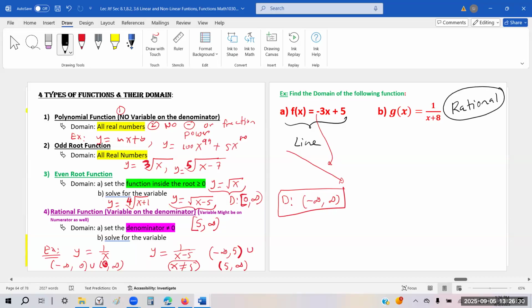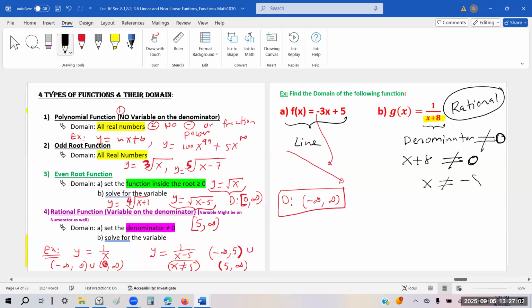Rational. And for rational, what is our problem? So rational has one problem. Denominator cannot be 0. So in this example, our denominator is x plus 8. So x plus 8 cannot be 0. So x cannot be what number?